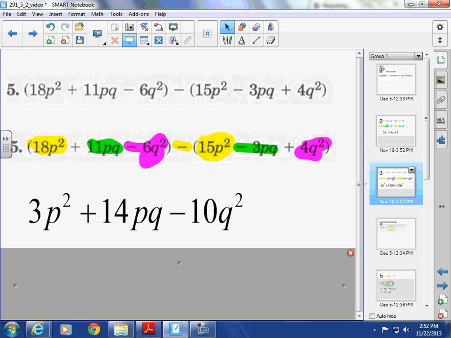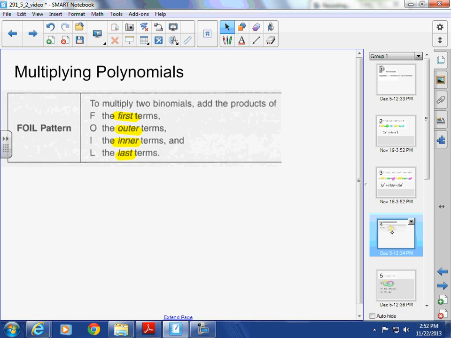Addition works the same way, but both of my examples were subtraction. Make sure you're distributing the negative. All right, next we have multiplication. First, what we'll do is we'll take a look at multiplying two binomials.